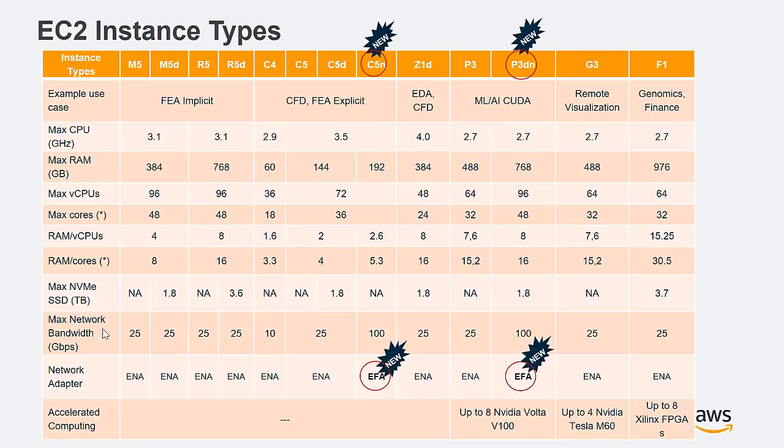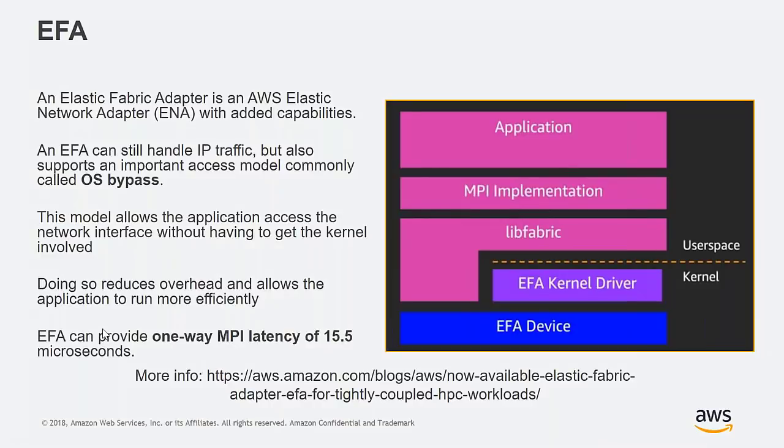EFA is a new network adapter that we announced just a couple of days ago, and let me jump into it. So, what is EFA? EFA is a new network adapter that is a kind of evolution of the ENA, the Elastic Network Adapter. EFA can still handle IP traffic, but it also supports an important access model that is commonly called OS bypass. The idea is that using EFA, your application doesn't need to interact with the kernel when it has to connect to the network. So basically, we can use MPI and libfabric to bypass the Linux kernel and interact directly with the EFA device. This will radically reduce the overhead and allows the HPC application to run more efficiently.